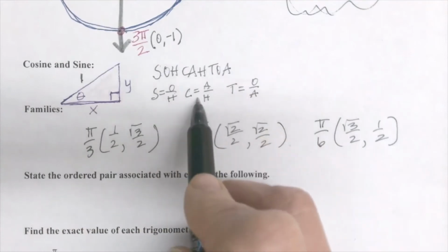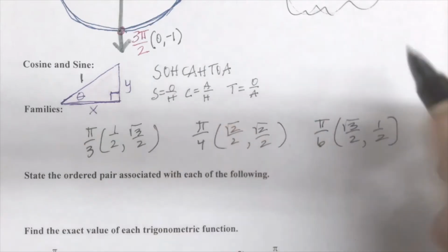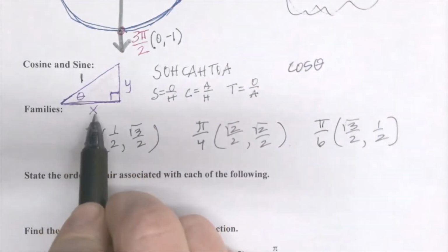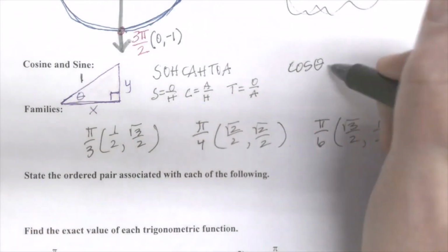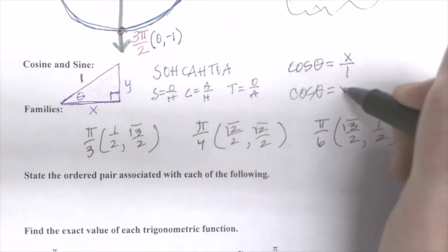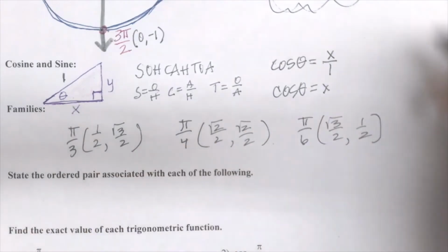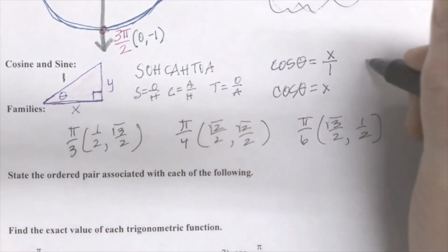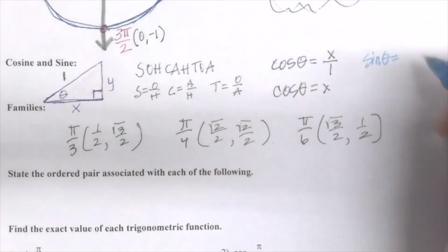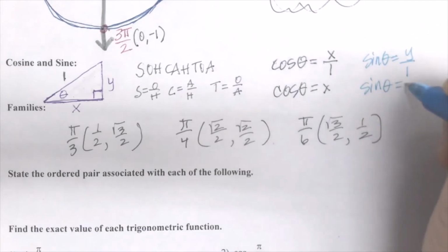And so if I am going to be looking at this value here, let's start with cosine. I want to start with cosine. The cosine of an angle, in this case theta, is the adjacent over the hypotenuse, is x over 1, or the cosine of theta is x. And then if I go to sine, I would say that the sine of theta is the opposite over the hypotenuse, so the sine of theta is y.